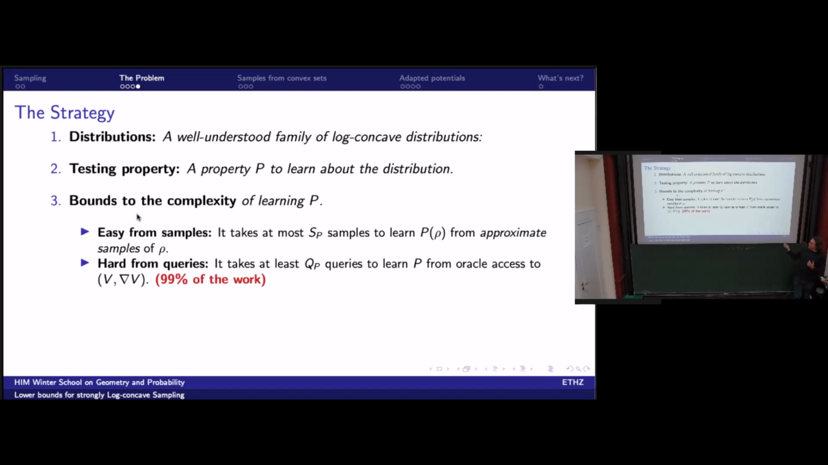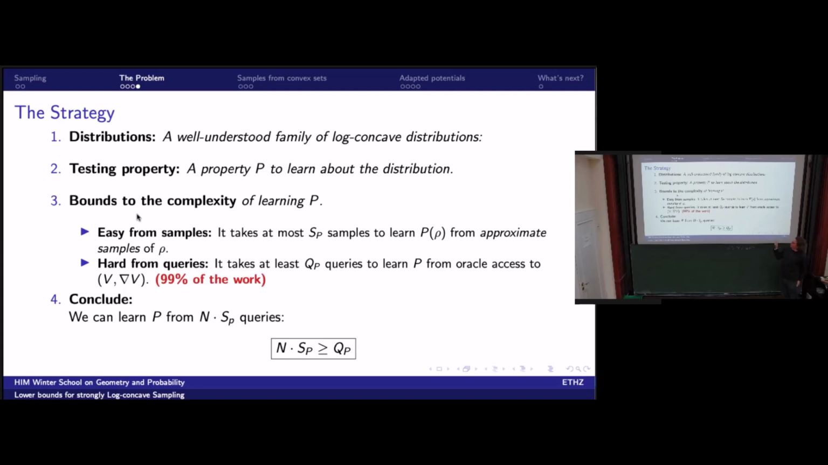That it's very easy to obtain this property from samples, and then it's hard from queries. Okay, so samples. I can pay for this property very cheaply with samples. It's very expensive to pay for it with queries. That means that samples themselves are very expensive, and that's basically what we do.